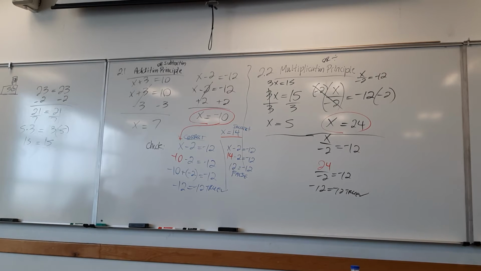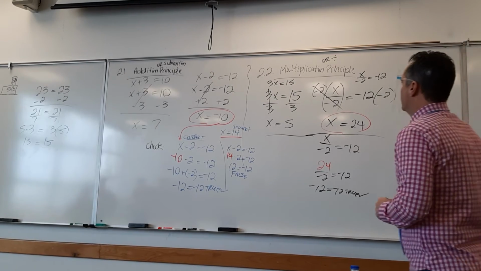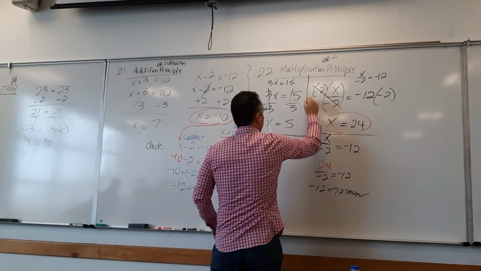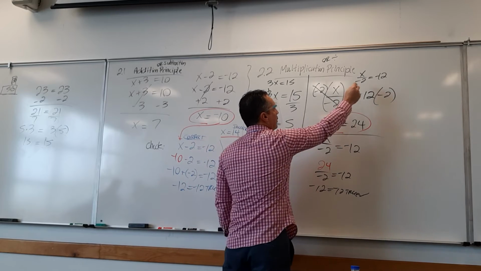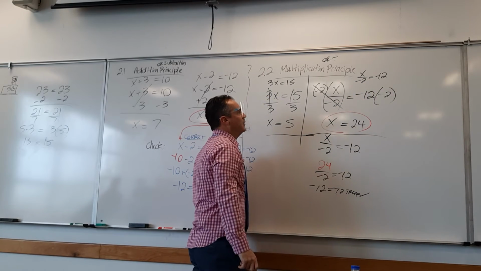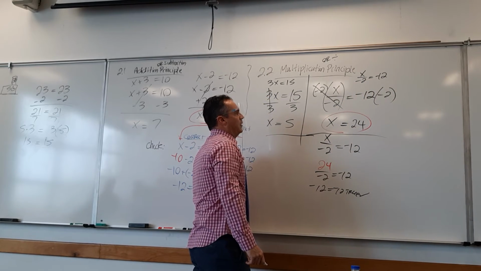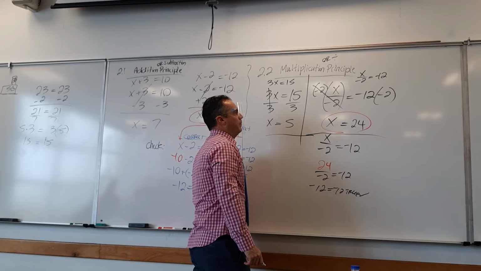Okay, so for the multiplication problem here, that's the original one. X divided by -2 equals -12. So you just times them both by -2 to get X alone. And then how did you plug that in again?